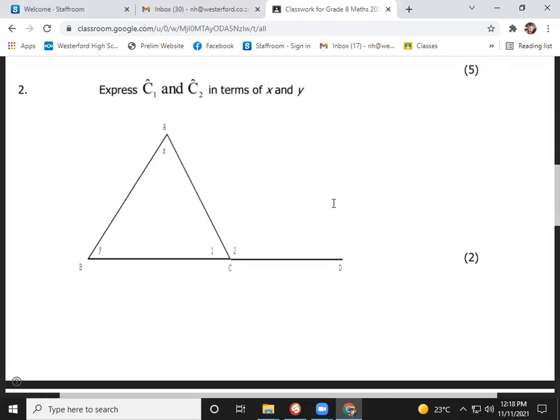Someone else. Let's hear from someone else. C2. Someone else. Hey, any takers for C2? Amy, do you want to try? No, you don't want to try. Who wants to try? Joseph, okay, yes.